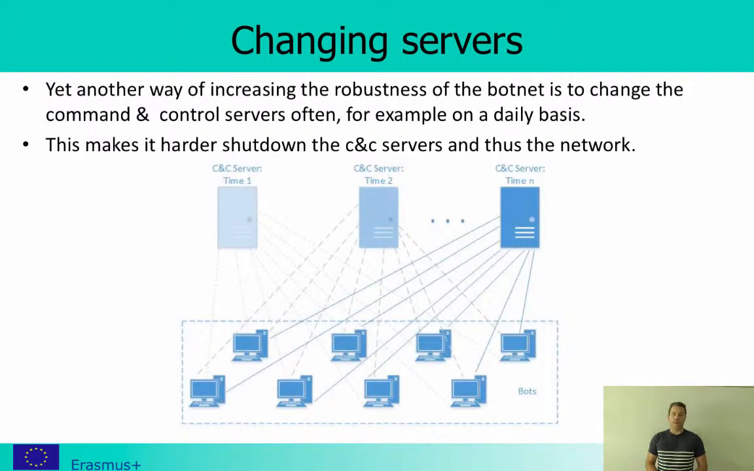Another model is with changing servers. That really increases the robustness of the botnet, since you might have one server in one minute, the minute after you switch to another server, the minute after to another server, and so on. So you're always changing the servers that you're communicating with. This is a more difficult architecture to implement, because you always need to contact new servers, but it makes it a lot harder to shut down the servers and the network.